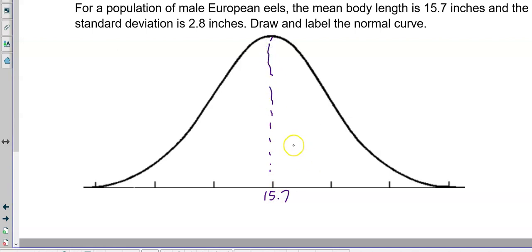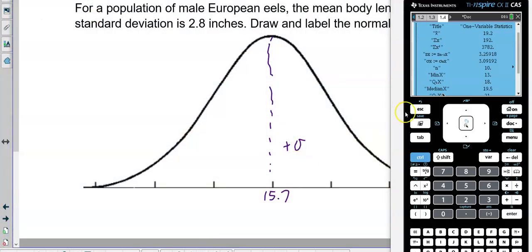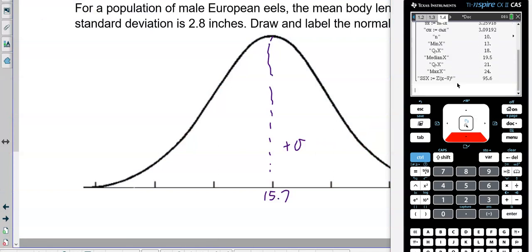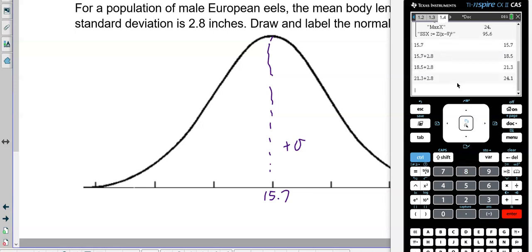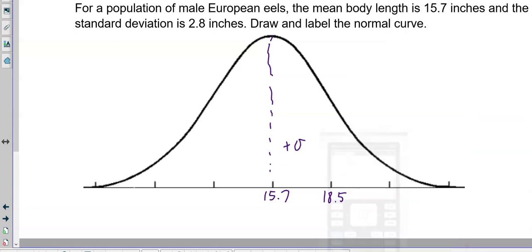If I go one standard deviation above, if I add a standard deviation, this is how I do this. You don't have to do it this way, but it's a neat way of doing things. So 15.7, I'm going to type that in my calculator and press enter. I'm going to say plus 2.8, and it always takes the previous answer. If I press enter 3 times, it gives me the next 3 numbers: 18.5, 21.3, and 24.1.